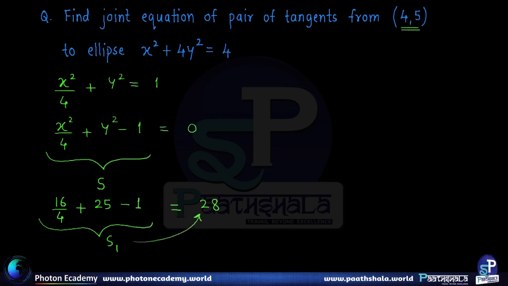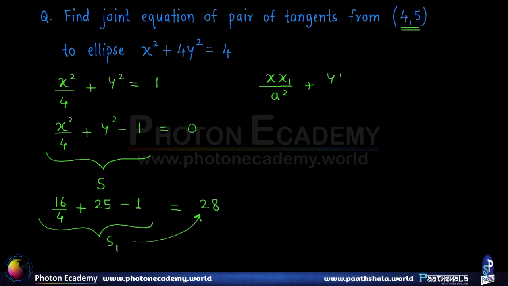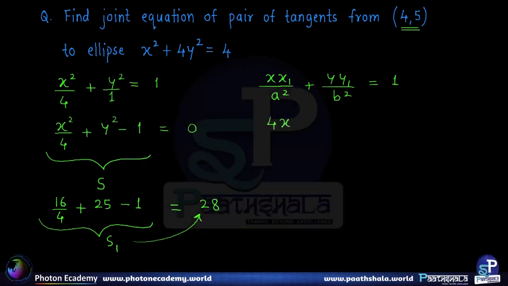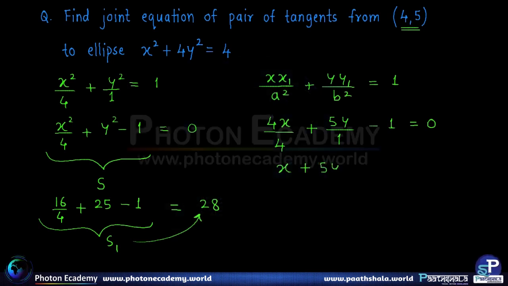Now next we have to write the equation of the tangent, which is xx1/a² + yy1/b² = 1. Here, if you see, in the original equation b² was nothing but 1. So once again let us put x1 and y1 as 4 and 5 respectively. So we get 4x/4 + 5y/1, and then let's bring the right side 1 to the left side. So we get x + 5y − 1 = 0. So here the left hand side represents T.